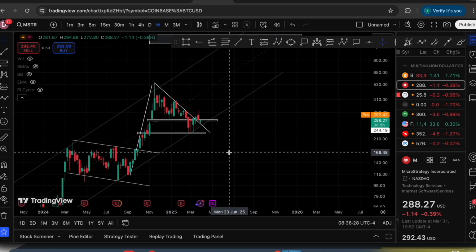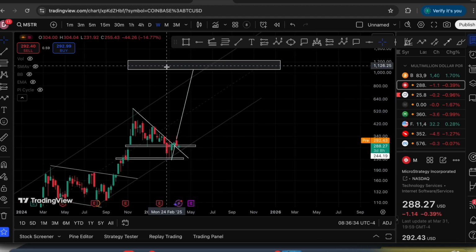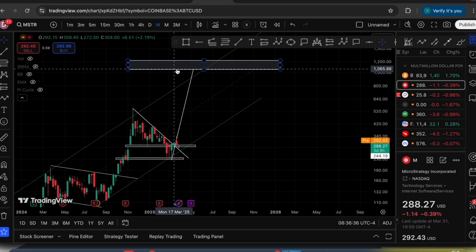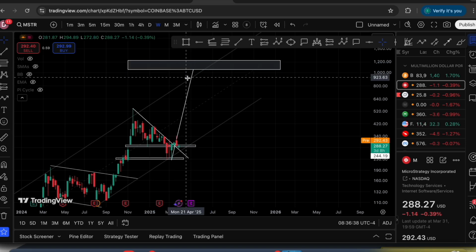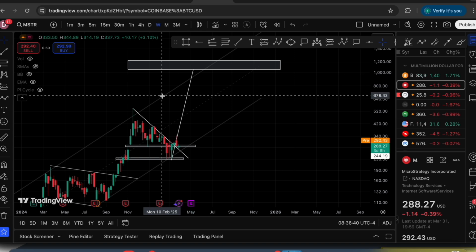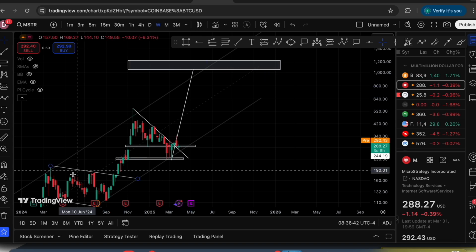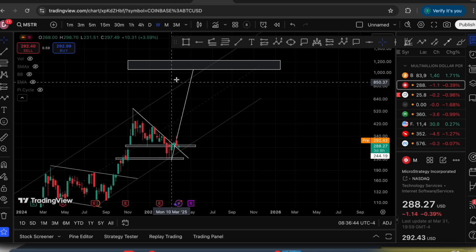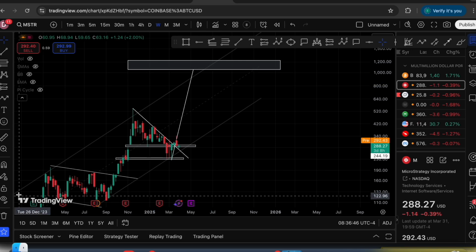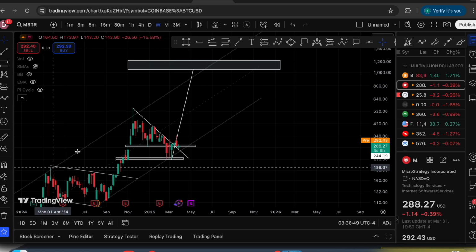And then we'll take the same flagpole here, and that gives us a measured target of about $1,000 to $1,200 roughly. And it also coincides with the top of the channel, which would be a perfect play out, which would be the 3rd touch of this channel, or maybe 4th touch actually.